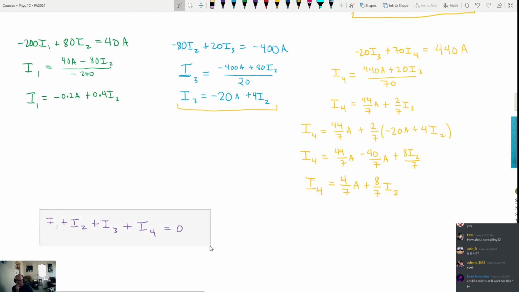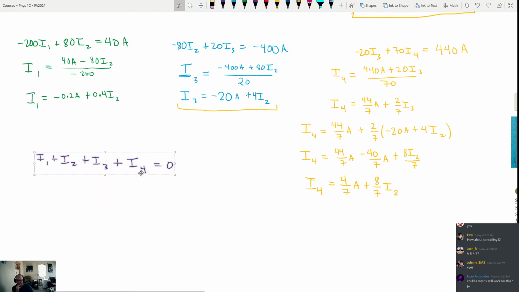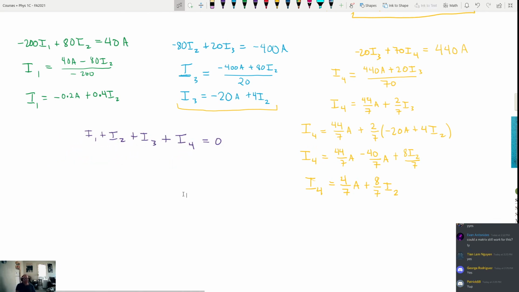Because now we have basically reduced it down to where I can plug I1, I3, and I4 into my equation here, and I can simplify down because I will only have I2 left. Does the strategy that I was making there make sense before we complete this now? Okay, so let's do it. Let's plug everything into this equation here.